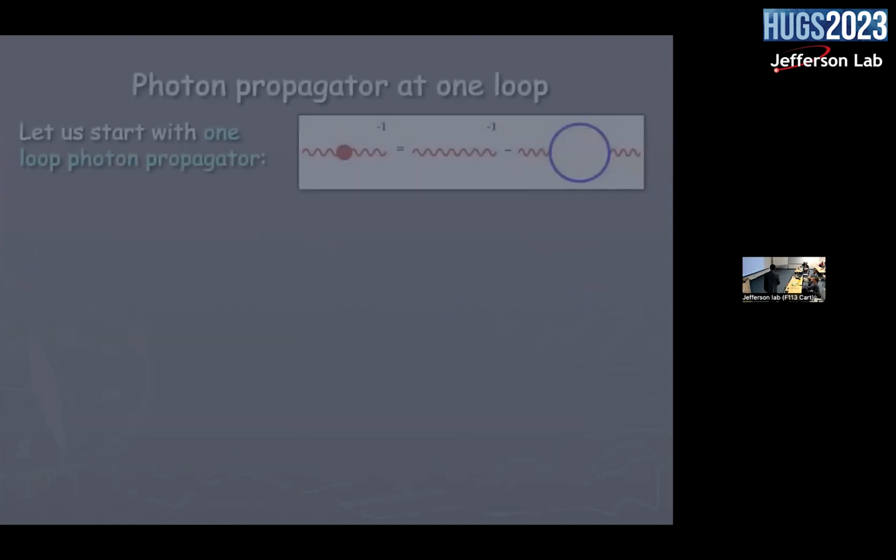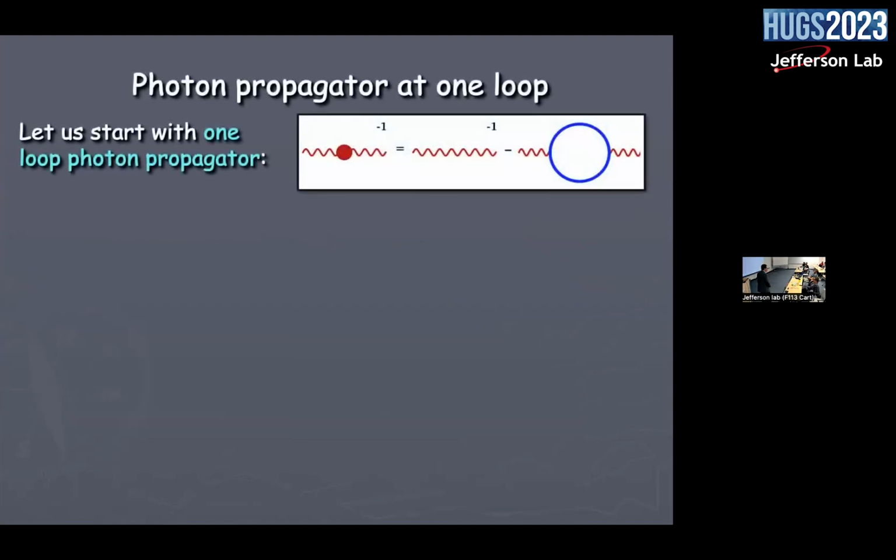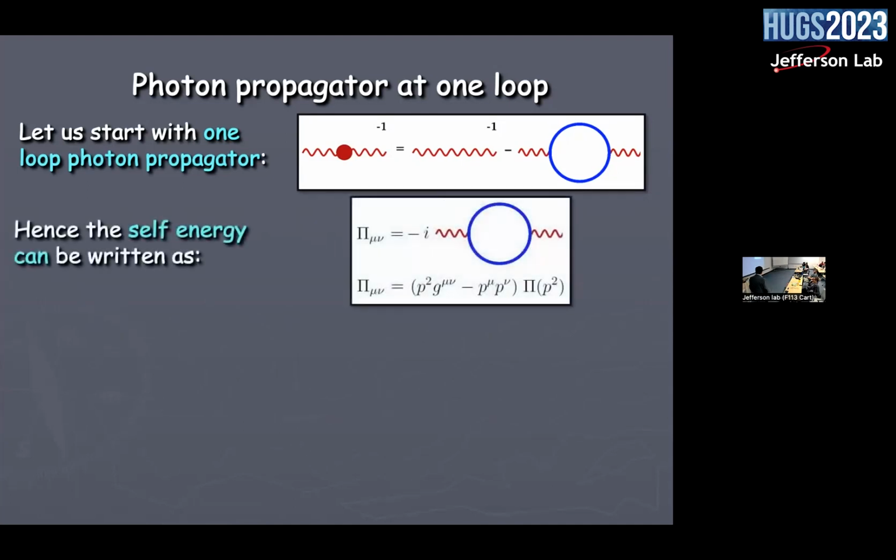So if you don't remember this thing, what is important is to calculate this one loop photon propagator. That's the only thing relevant for me to say something about the renormalization constant. I'll show why this is the only thing which is relevant. This is how we define the self energy. We have already talked about it. And what we need to calculate is this Pi of p squared.